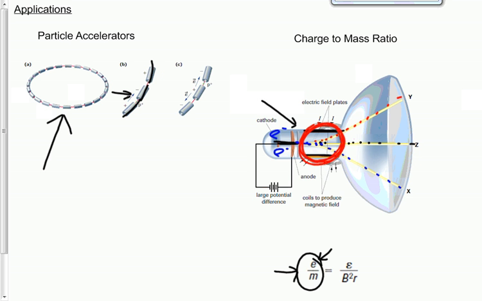It only depends on the electric field, which again is pretty easy to calculate if you know a little bit about the parallel plates, and the magnetic field generated by the currents, which again, you can calculate with a little bit of physics. So there is a pretty simple, quick way to calculate the charge to mass ratio of the electron.